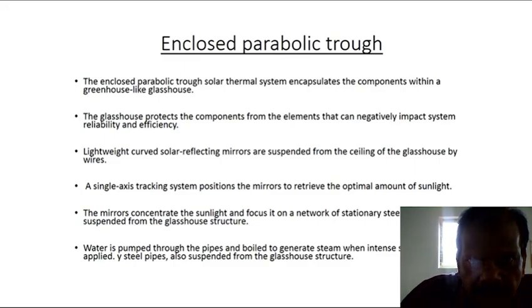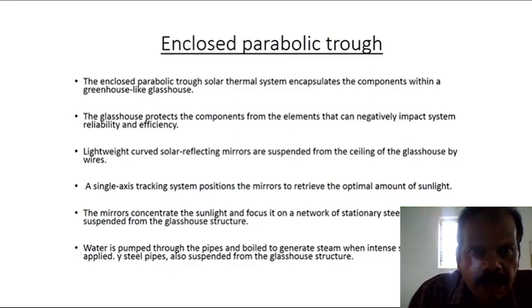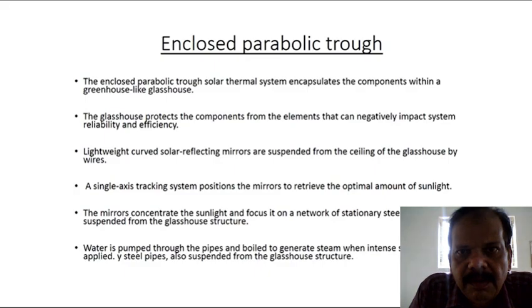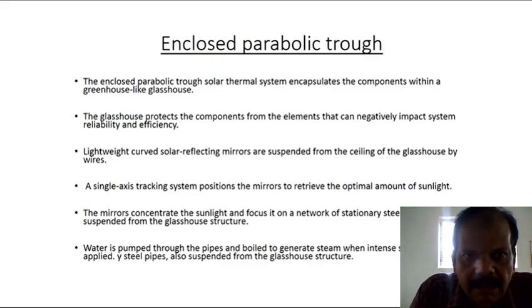So again, another one is the enclosed parabolic trough. The enclosed parabolic trough solar thermal system encapsulates the components within the greenhouse. So that is the greenhouse. The greenhouse protects the components from the elements that can negatively impact the system's reliability and efficiency.